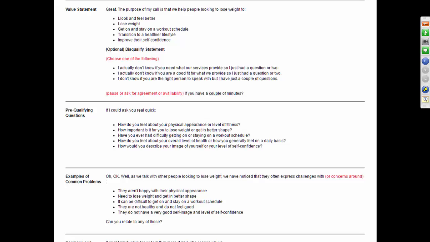I help people that are looking to lose weight, to look and feel better, stay on a workout schedule, get a healthier lifestyle. By the way, I just want to point out, you might start to sell to someone and they are already in good shape, but they still might be a prospect for the gym. Well, then they're going to need a different set of questions, because for them it's not about losing weight. It might be about getting to the highest level of physical performance or whatever, or changing gyms.